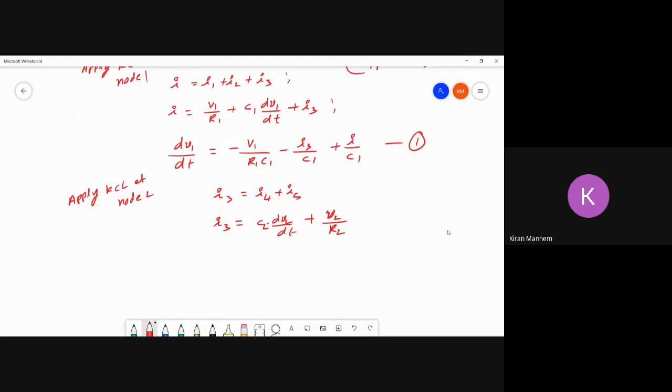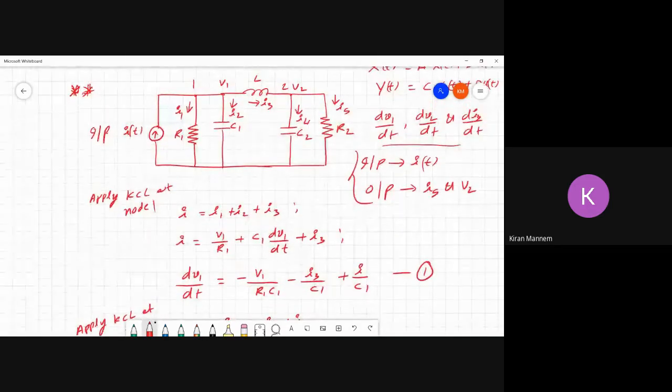I think I got dV2 by dt. Again rewriting this equation, dV2 by dt is equal to minus V2 by R2 C2 plus I3 by C2. This is equation number 2. I think I got two equations. The one more equation left is dI3 by dt, to obtain which we apply KVL around this loop.